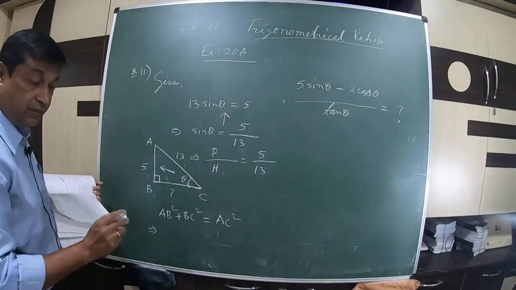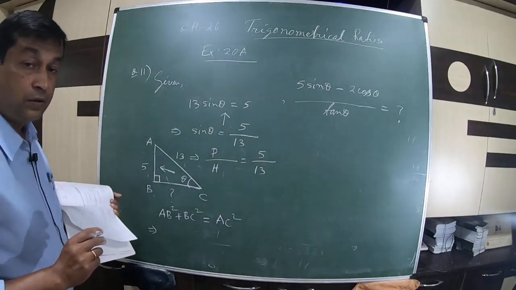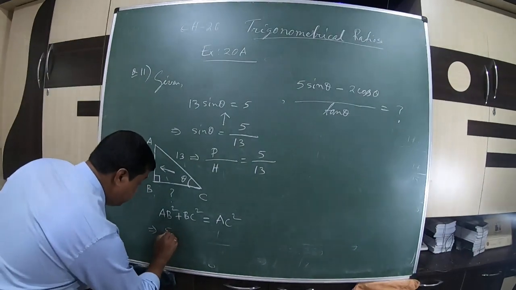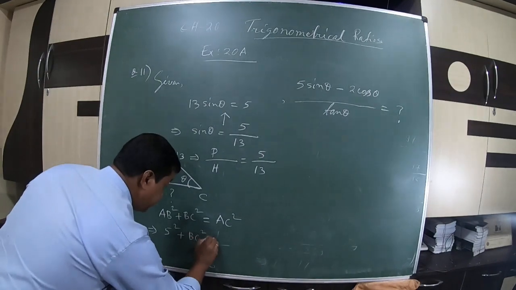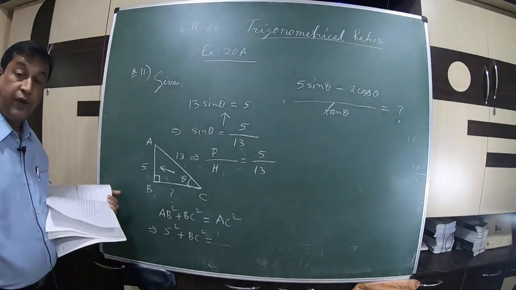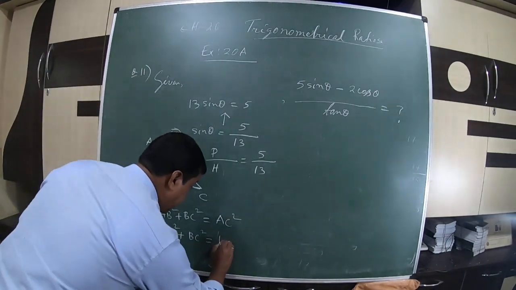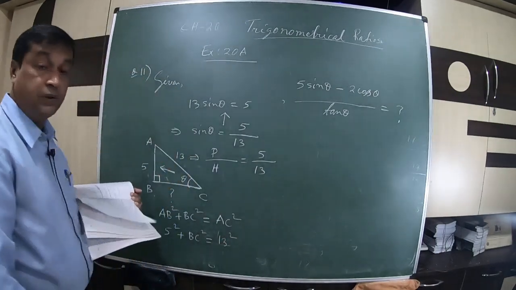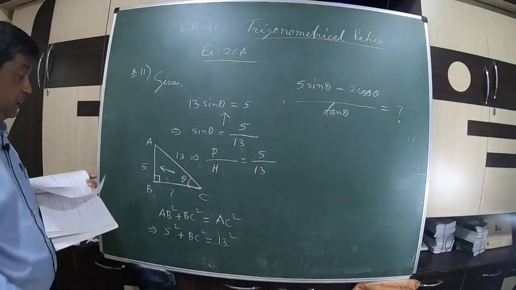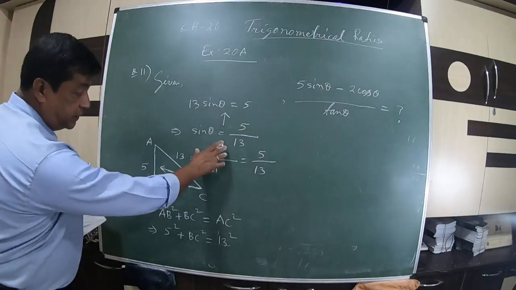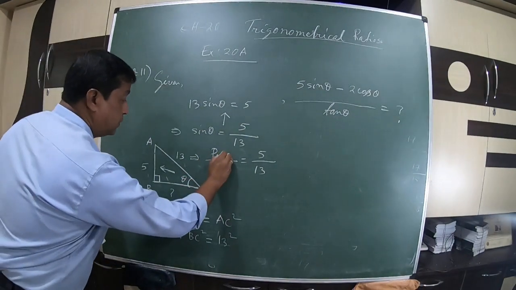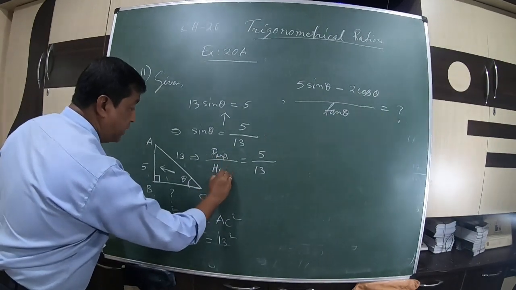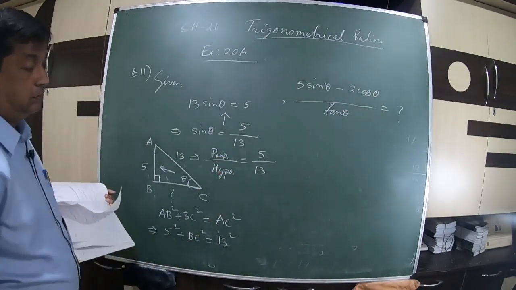So what is the value of AB? That is 5. So 5 square plus BC square equal to AC square. What is the value of AC given? 13. That is 13 square. Is it clear? You draw the diagram. So according to the ratio, you replace the value. P, that is perpendicular. In short, I have written P. This is hypotenuse. So it is 5 by 13.